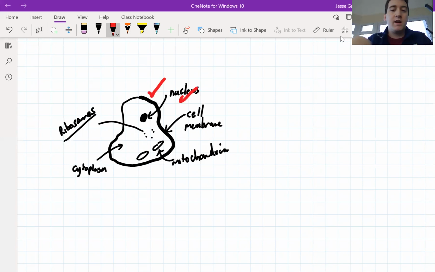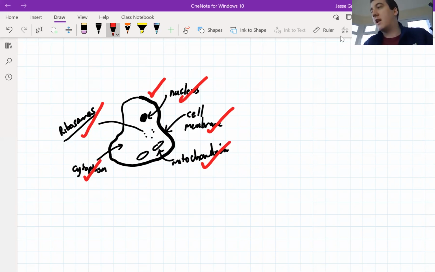You should have a nucleus labeled, a round, dark spot. You should have the cell membrane, which is the outside of the cell. You should have the mitochondria, and these are oval shaped. You should have a cytoplasm, which is the liquid part of the cell, and you should have these ribosomes, which are like little dots. Note, you do not have a cell wall, you do not have a vacuole, and you do not have chloroplasts because they only belong to plant cells.